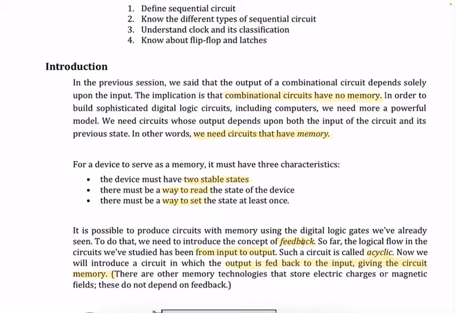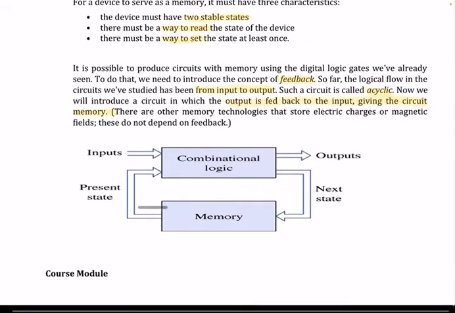So a very important feature ng sequential circuit is the concept of feedback, no? So far the logical flow of the circuits we studied has been from input to output. Pag sinabi mo ng feedback, then the output is fed back to the input, no? So yung input to output, it is called a cyclic circuit. While if the output is fed back to the input, it is called a memory circuit.